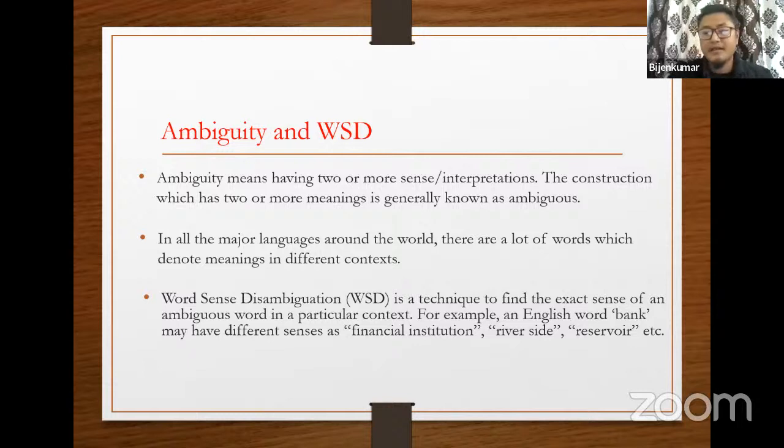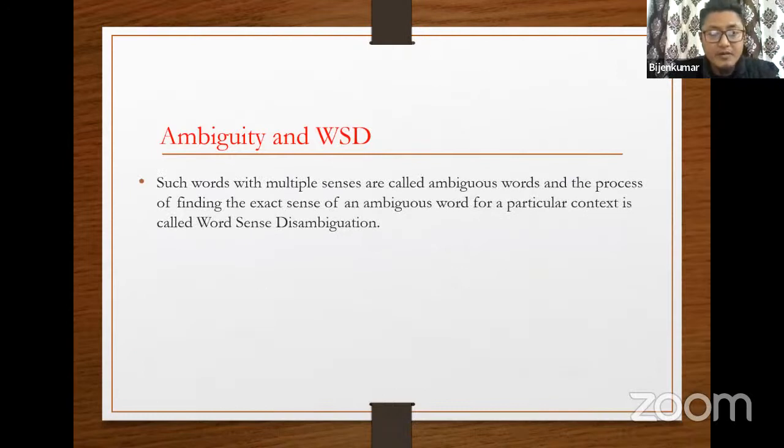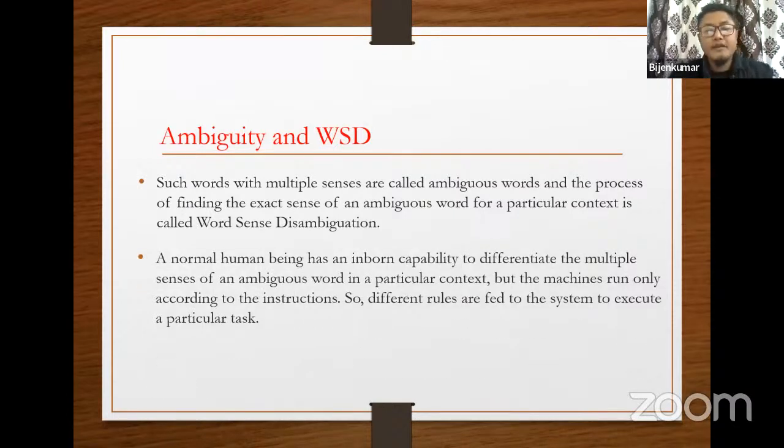This is one of the English examples that I'm showing here. The particular word bank can give more than one sense or meaning, something like finance and institute, or the riverside, as well as reservoir, etc. Then this is a continuity of ambiguity and word sense disambiguation. Yes, this is the same thing that I have already read out. For a normal human being, we have an inborn capability to differentiate the multiple senses of an ambiguous word in a particular context. This may hold true for the native speaker as well, but the machine runs only according to particular instructions, so it's very difficult to rule out in which particular context what will be the meaning of a particular sense. This is one of the key highlights of our presentation today.